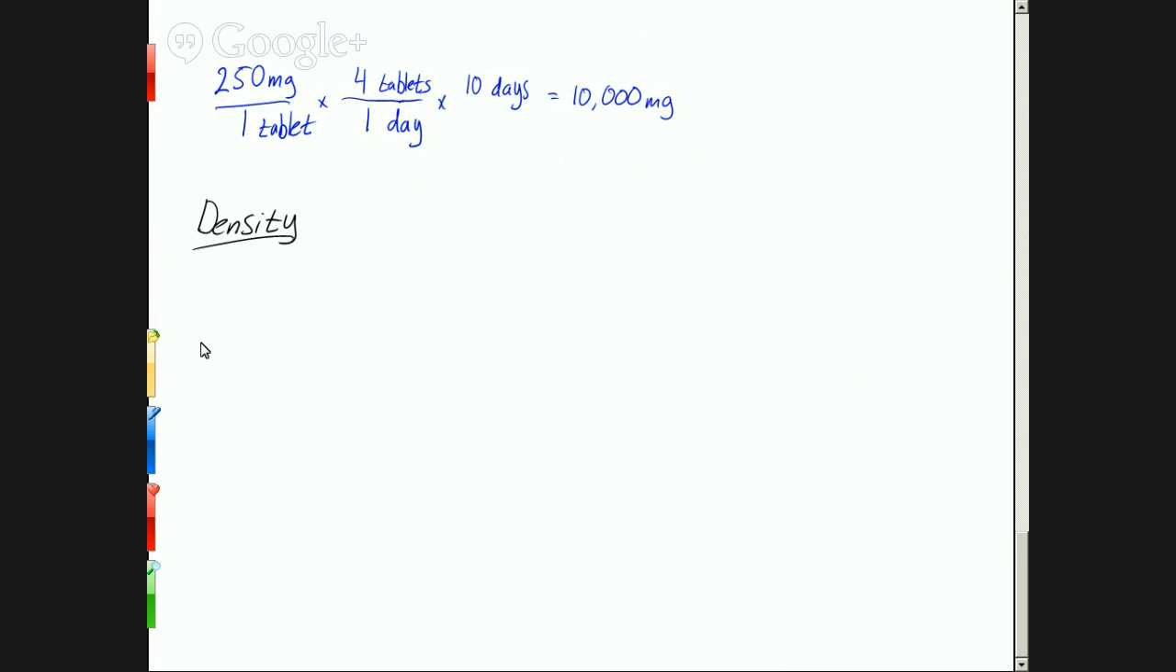And I think that's a perfect definition. It's the amount of mass per volume, or another way we could word this is the amount of stuff in a given amount of space. Right? The amount of matter that takes up a certain amount of space.